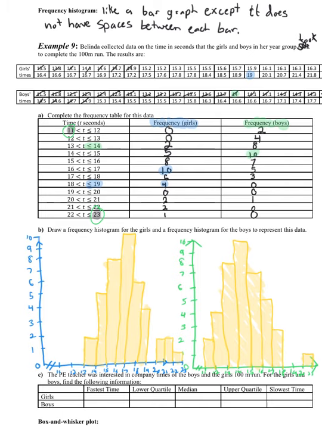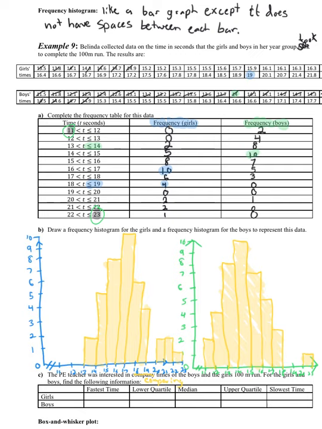Okay, so I've got my histogram drawn. Part C says the PE teacher was interested in comparing times of the boys and girls of the 100-meter run. So I don't know what I was doing last night, I was up way too late. It says company times; that should be comparing times. I've just got some typos on here. Sorry about that.